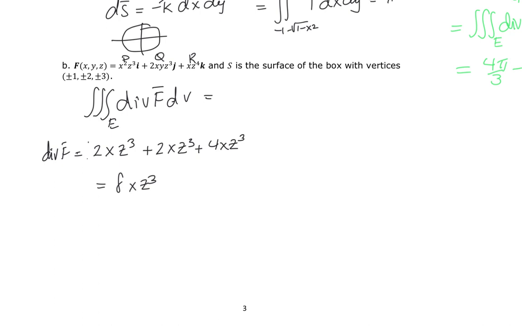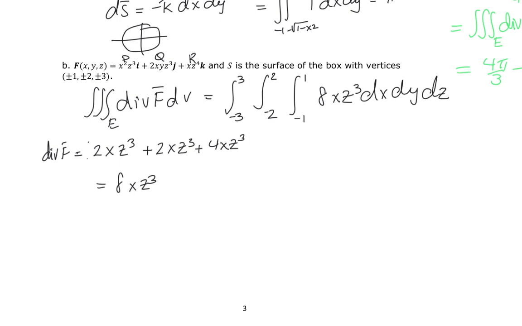So then this is equal to, and it doesn't matter your order. You can do z first, you can do z last. Let's do z last. And so z is going to run between negative 3 and 3, y is going to run between negative 2 and 2, x is going to run between negative 1 and 1 of 8xz cubed dx dy dz. And this lovely thing will end up, when I get totally done, being 0. So at least I don't feel bad about doing a lot of work, because the answer is 0.